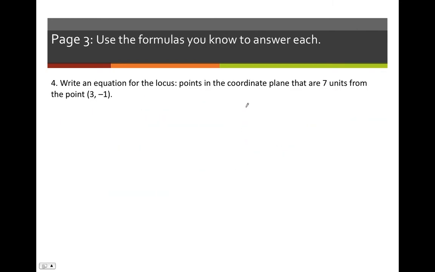Write an equation of the locus of points in the coordinate plane that are 7 units from that point. So that just means I have a circle. 7 will be my radius, and since all the points are 7 units from that, this is the center, so x minus 3 squared plus y plus 1 squared equals 7 squared, which is 49.